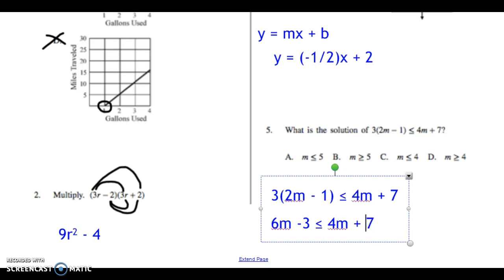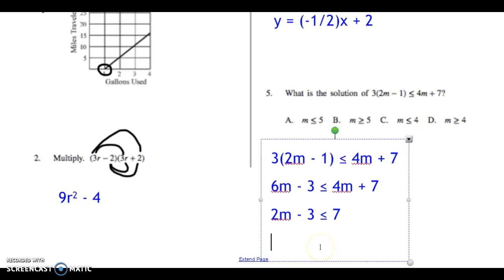I'm going to try to move all the variables to one side and all the numbers to the other side. So I'm going to move the variables to the left. Subtracting 4m from both sides, I'm left with 2m on the left-hand side, minus 3, less than or equal to 7. Now I'm going to try to move all the numbers to the other side.